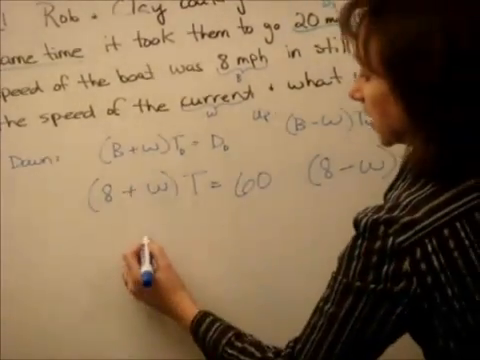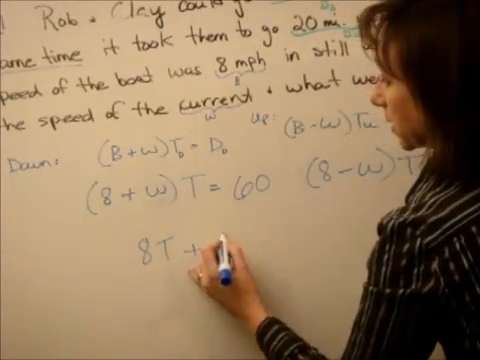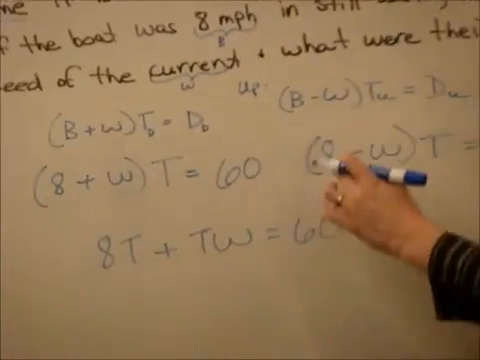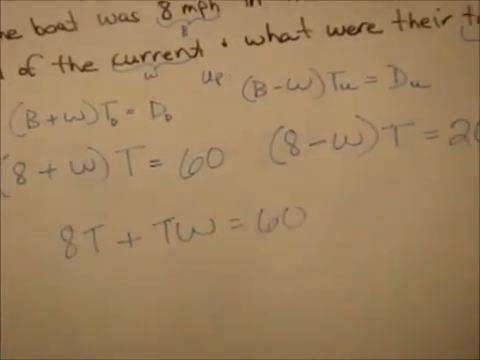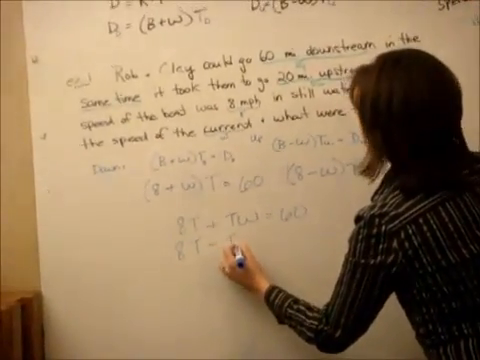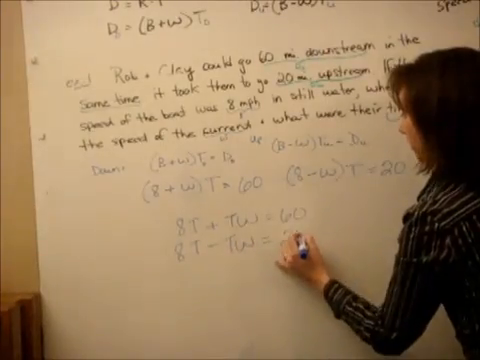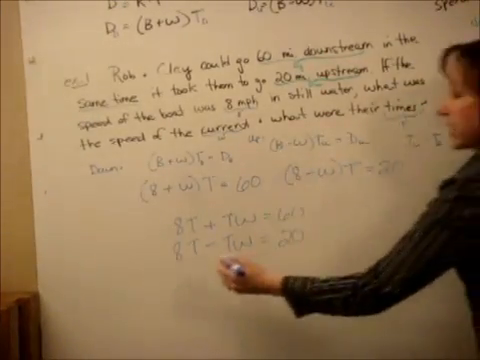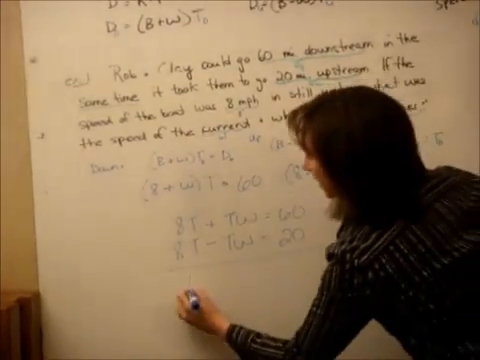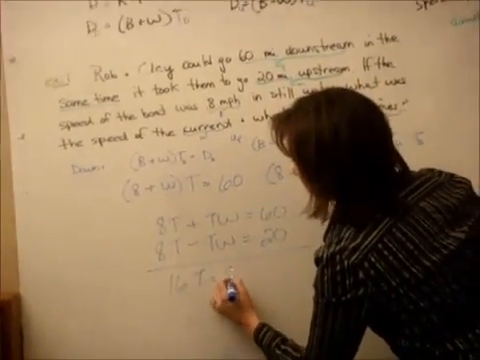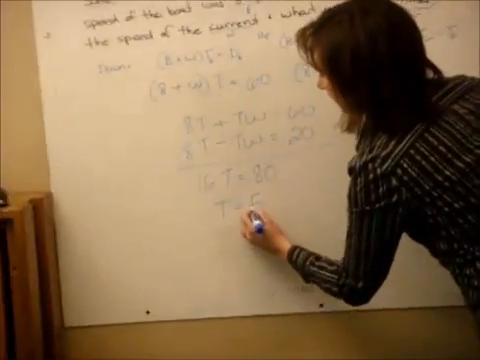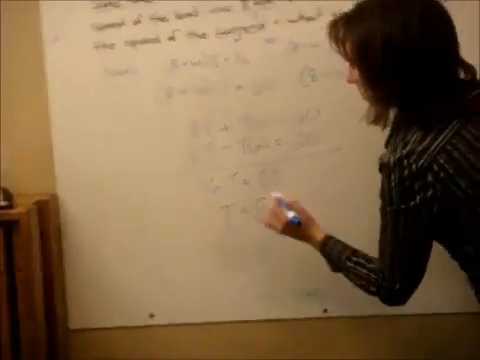So I'm going to distribute the T, so we're going to get 8T plus TW equals 60. And I'm going to distribute the T here. I'm just going to put it right under so we can go right to elimination. It's 8T minus TW equals 20. So just distributed, line them up. And this one works out real easily because they eliminate quickly. So we get 16T equals 80. And we're going to get the time equals 5 hours.